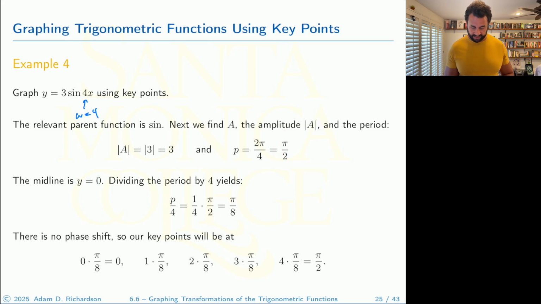The midline is 0. There is no vertical shift. So it's going to be around the midline. Now we divide the period by 4. So we take this number, we divide it by 4, and we get pi over 8. Now we have pretty much everything we need. The key points, there's no phase shift, right? Our phase shift is 0. So our key points are going to be 0, 1 times pi over 8, 2 times pi over 8, 3 times pi over 8, 4 times pi over 8. That's it. Those are going to be the x coordinates of those key points.